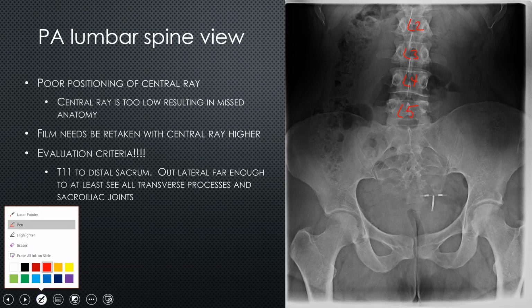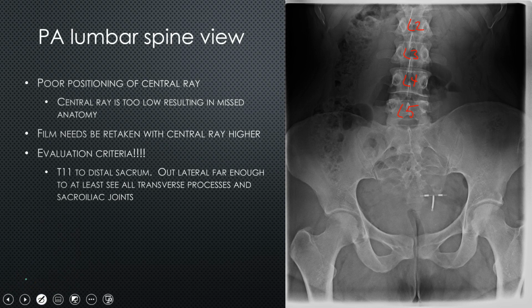So when we say that the central ray is too low, the central ray for a P to A lumbar should be around the level of L4. But in this case, I would say the central ray is probably around the sacrum. So as you can see, very low from what we need. So the central ray should be higher at the level of L4.